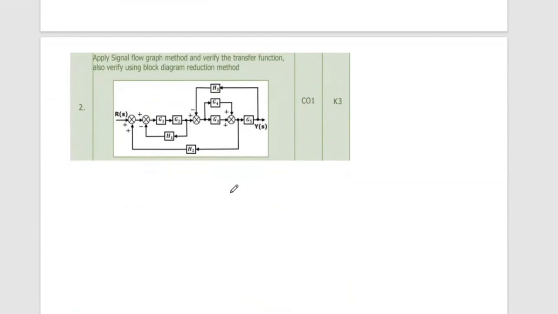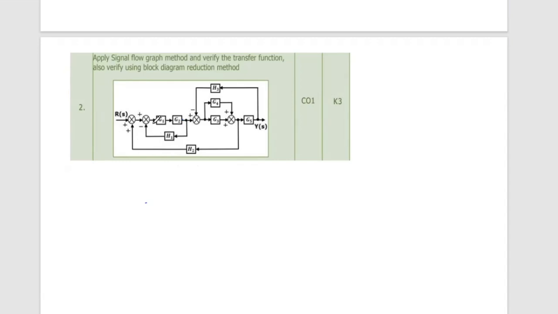Apply signal flow graph method and verify the transfer function, and also verify using block diagram reduction. Now let us do block diagram reduction. Here G1 and G2 are very close to each other. G1 followed by G2 can be cascaded and made into one. So this becomes G1 G2.